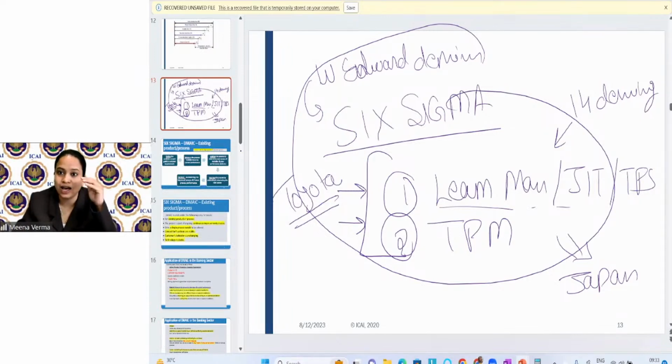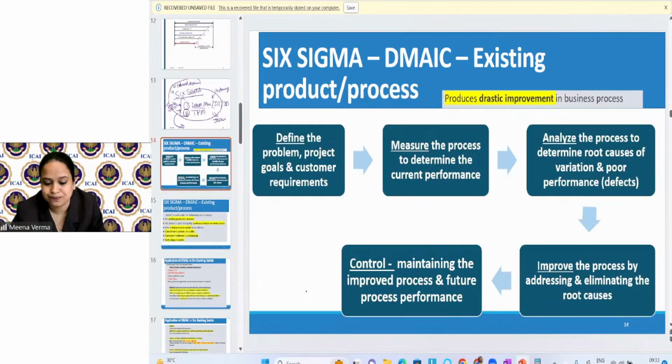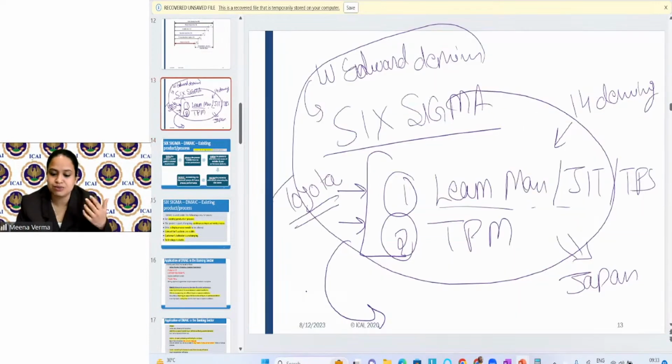But the point is that after World War, Japan was completely destroyed, and then within a few years, they created the world's third largest economy. They produced such quality products that they started becoming a threat for US companies. Such revolutionary products they started preparing. In response to all these strategies, lean management, total productive maintenance, they introduced Six Sigma.